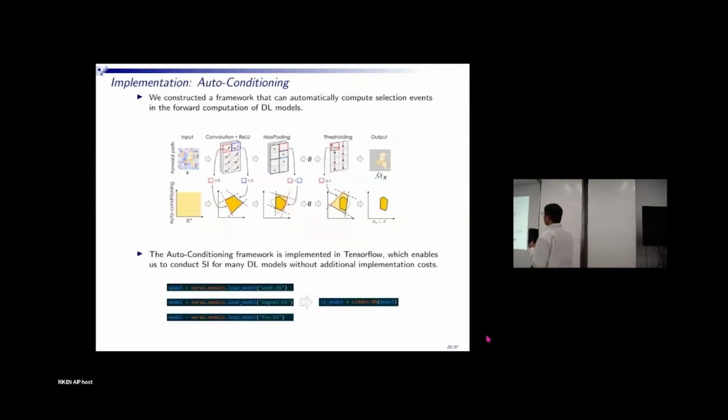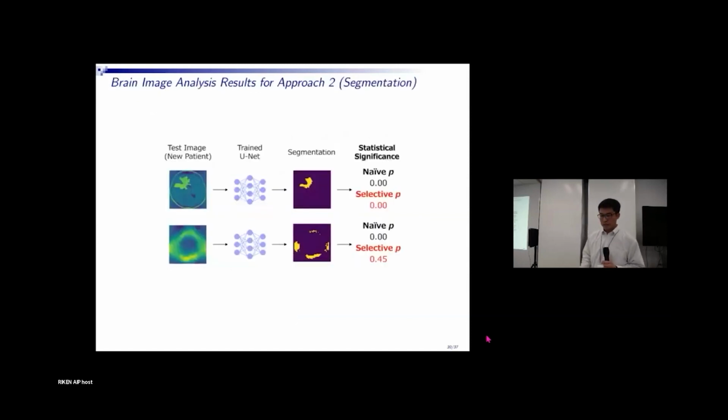And actually, in the implementation part, this can be done by a trick called auto conditioning, which is in spirit similar to auto derivative. Just by computing the forward step of the neural network, we can find the lesion. And we have already developed a nice implementation framework in TensorFlow. So we can conduct selective inference without any additional implementation cost. So this is a result of the approach to segmentation.